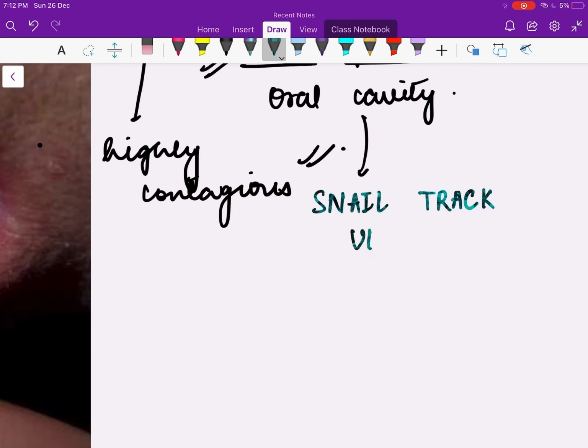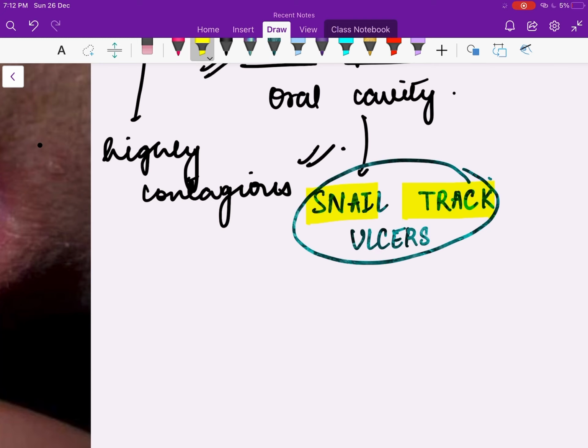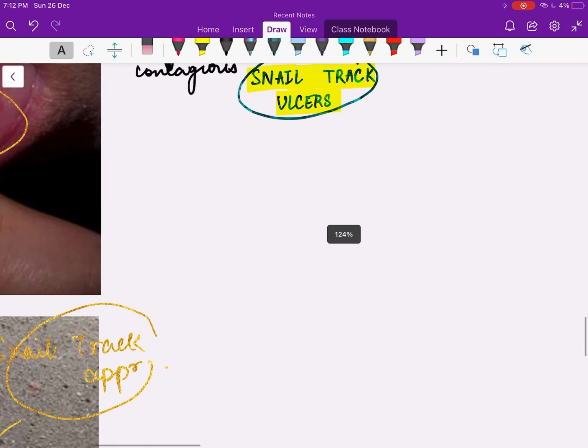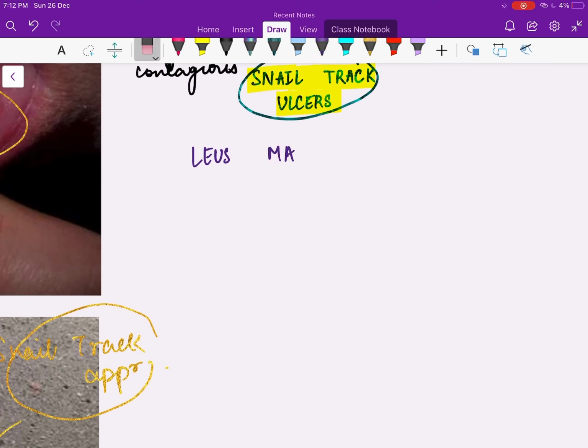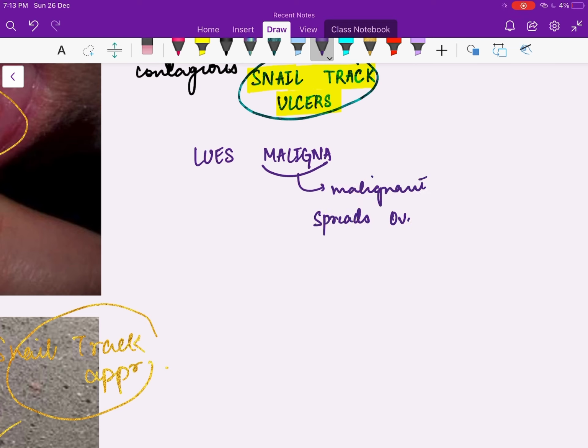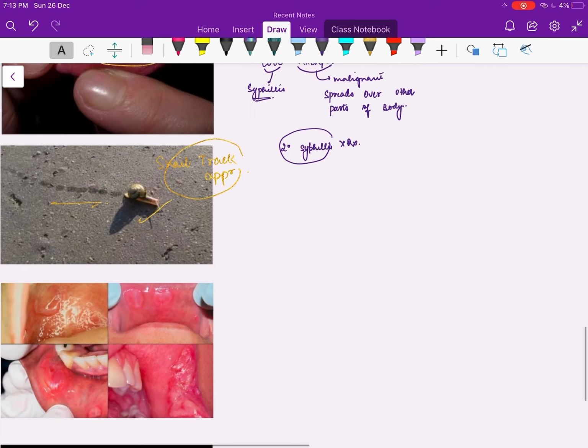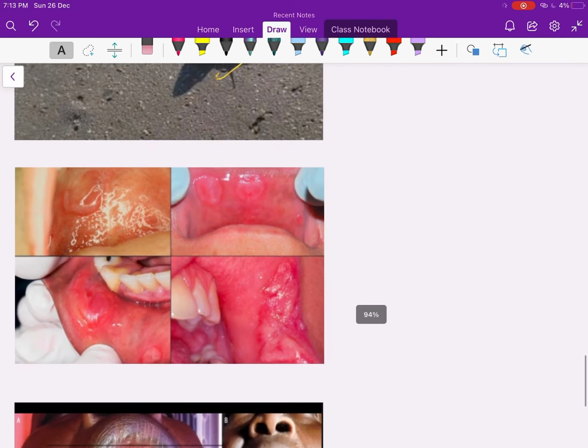Mucous patches give the appearance of a snail track or snail path. That's why they are also called snail track ulcers, as you can compare the two. There is a term called Lues maligna. Maligna stands for malignant, that is when it spreads from one part of the body to other parts of the body. And Lues is another name for syphilis. So when secondary syphilis starts spreading from one part of the body to another part, it is called that. These are the mucous patches.